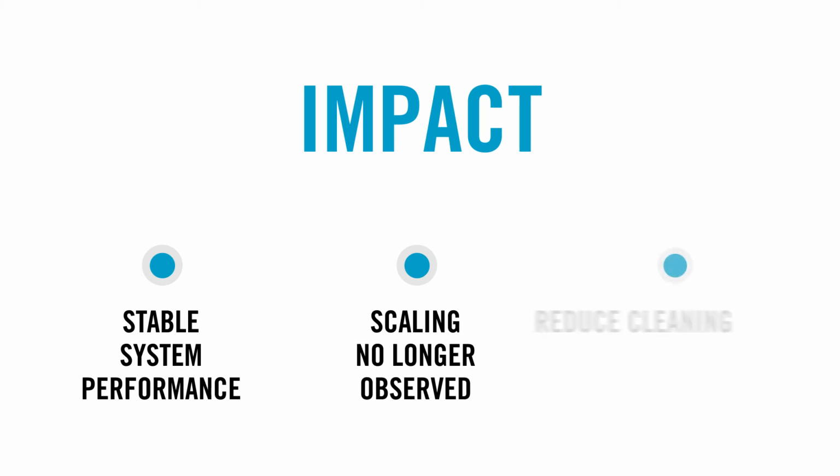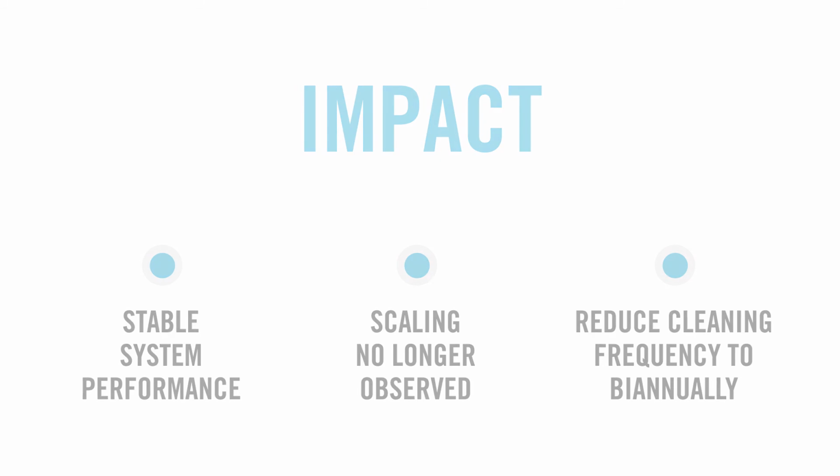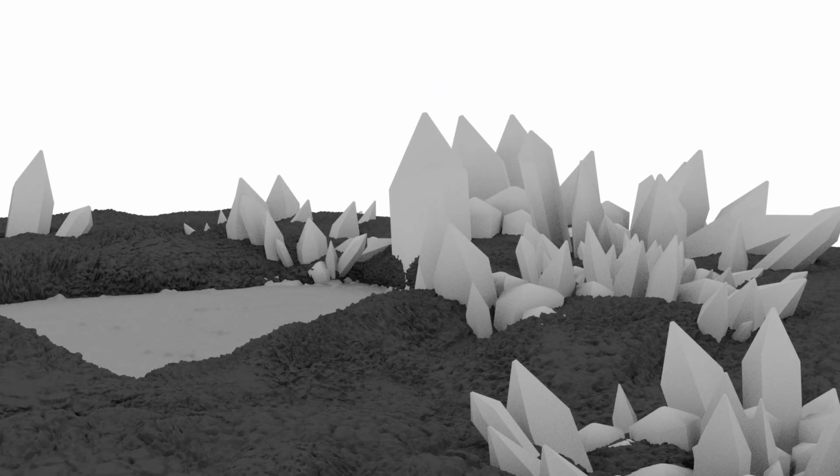As a result, the site was able to reduce their cleaning frequency to biannually for front-end organic fouling. This is just one example of how CEI has taken foulant identification from black and white to color.